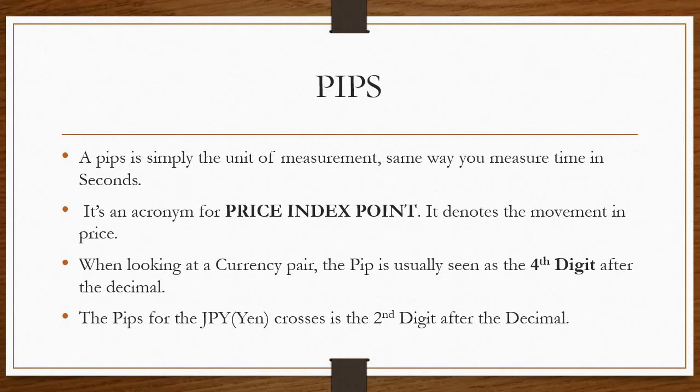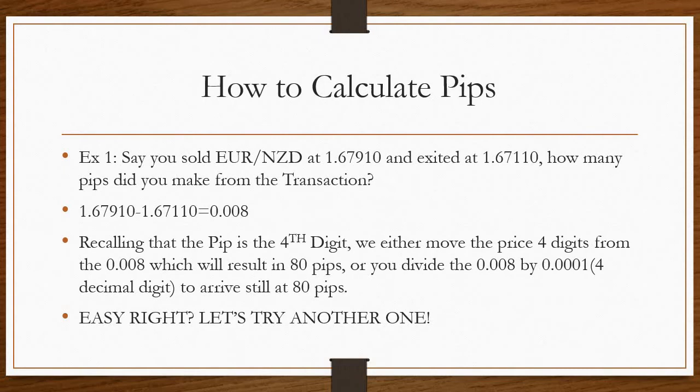So for the currencies, mostly the majors, the exotics, the pip is often seen as the 4th digit after the decimal, while the pip for the yen or the crosses is often the 2nd digit after the decimal. You know how we said the crosses are mostly those instruments that are pegged without the dollar, and mostly pegged with the yen. So all JPY, Euro JPY, GBP JPY, these are mostly seen as crosses. So when you're calculating the pips for these ones, it is not the 4th digit, but it's the 2nd digit after the decimal. You're going to find out all of this as we proceed.